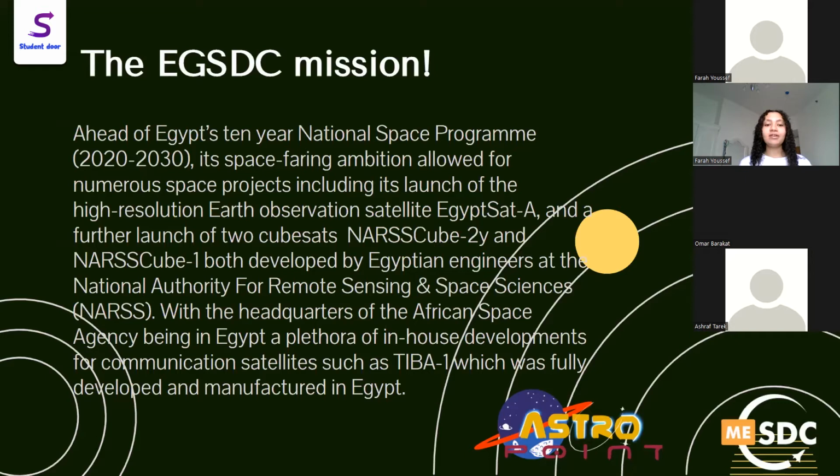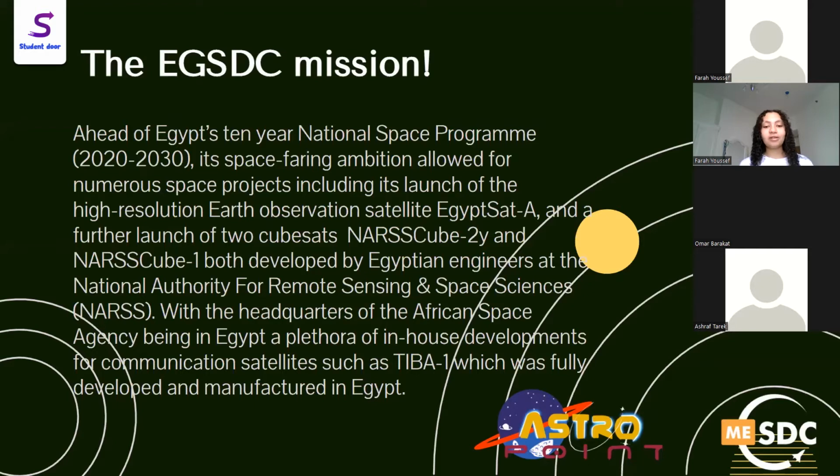And then this 10-year ambitious space plan is going to allow more youth to participate in more competitions such as these, and actually have a say as to where the space field will grow. And there are a couple of other CubeSats that are currently held by different universities, and the National Authority for Remote Sensing and Space Sciences, and different authorities in Egypt that will allow this mission to be accomplished and have an actual astronaut in space.